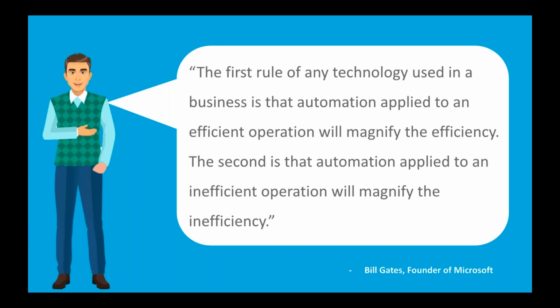But here's a bit of a word of warning on those automated approval workflows, and automation in general, from Bill Gates. He says, the first rule of any technology used in a business is that automation applied to an efficient operation will magnify the efficiency. The second is that automation applied to an inefficient operation will magnify the inefficiency. So be sure that your paper and manual processes, or disconnected ones you try to consolidate, make good sense. And if they could use improvement, use your digital forms and approval workflow journey as that opportunity to really improve them before you digitize them and set them live.